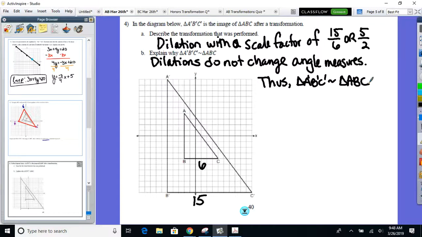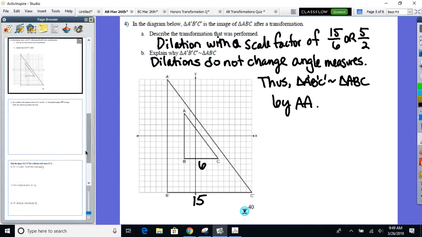One more time. Angle, angle. I just mentioned the angle measures don't change. Thus, they're similar by angle, angle. Bless you. Questions?